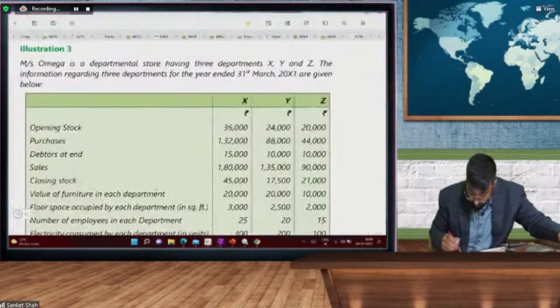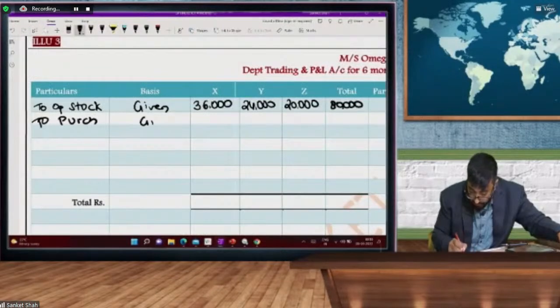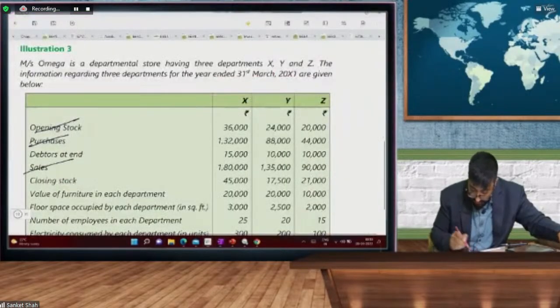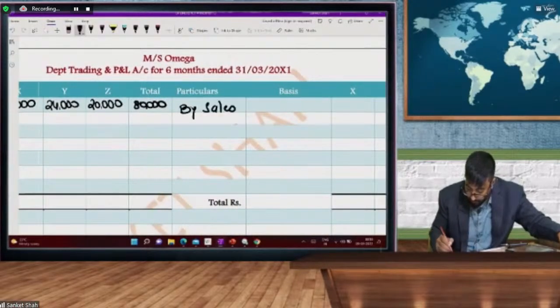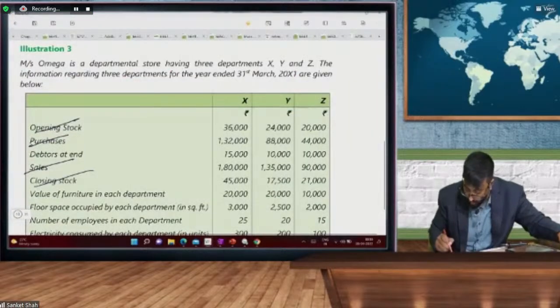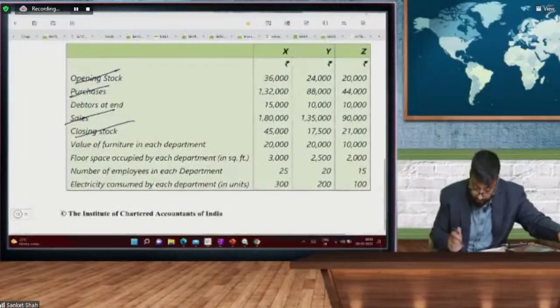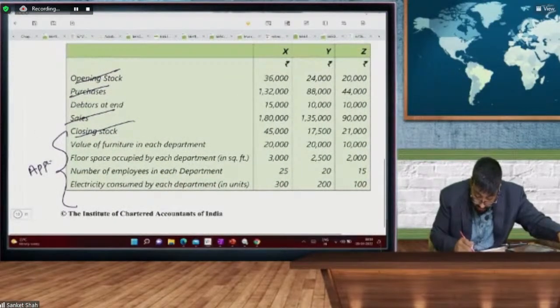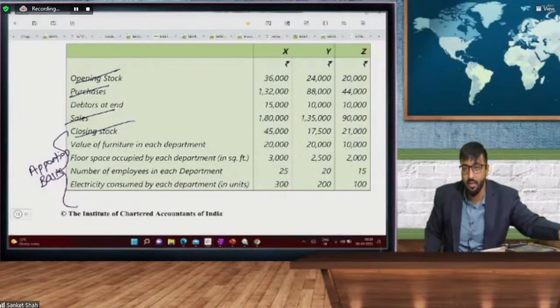Next item, purchases: you will write as it is given. Then you have sales, you will write as it is by sales. Then you have closing stock, you will write it as it is by closing stock, given in all departments. Now beta, these are your apportionment bases. Apportionment you are going to understand in costing, so don't worry, that faculty will tell you what apportionment is. Apportionment means to divide it.